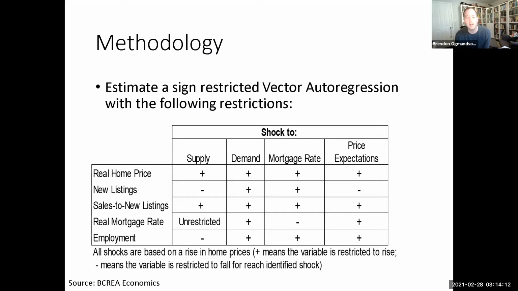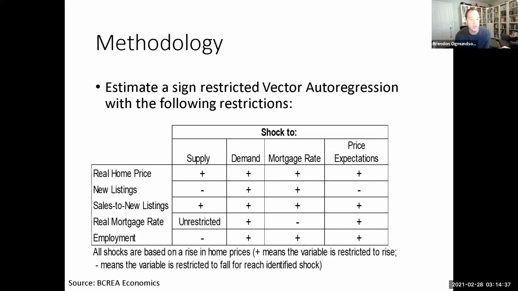This part's a little technical. I'll kind of skip over it. If you people are econ majors, you might get to some of this stuff at some point. What we did is estimate a type of time series model called the vector autoregression with what are called sign restrictions. So in order to identify shocks in this model, we need to have some restrictions.